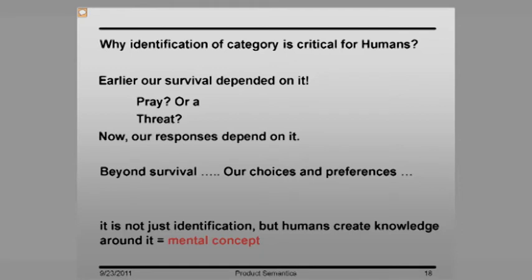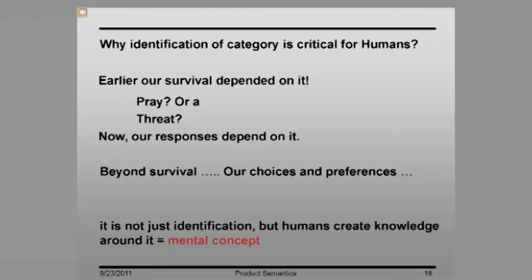First thing is that it's about survival. I'm talking about early days, your survival depended on it, right? You had to find out whether it's a prey or a threat. If it's a prey, you go and pounce on it. If it's a threat, you run away. Yeah, and this was important for survival. Okay, fine, but that issue is not there anymore, unless you are on a Bombay road.